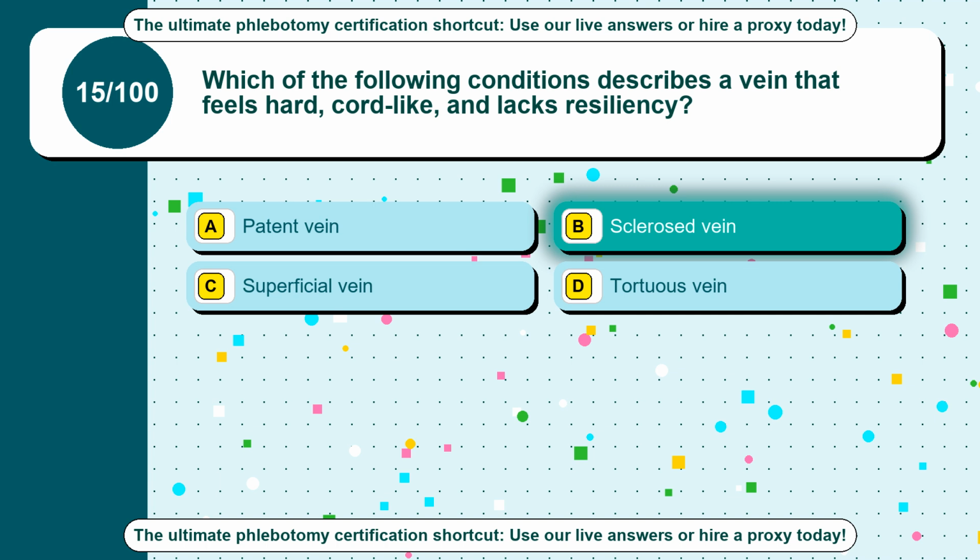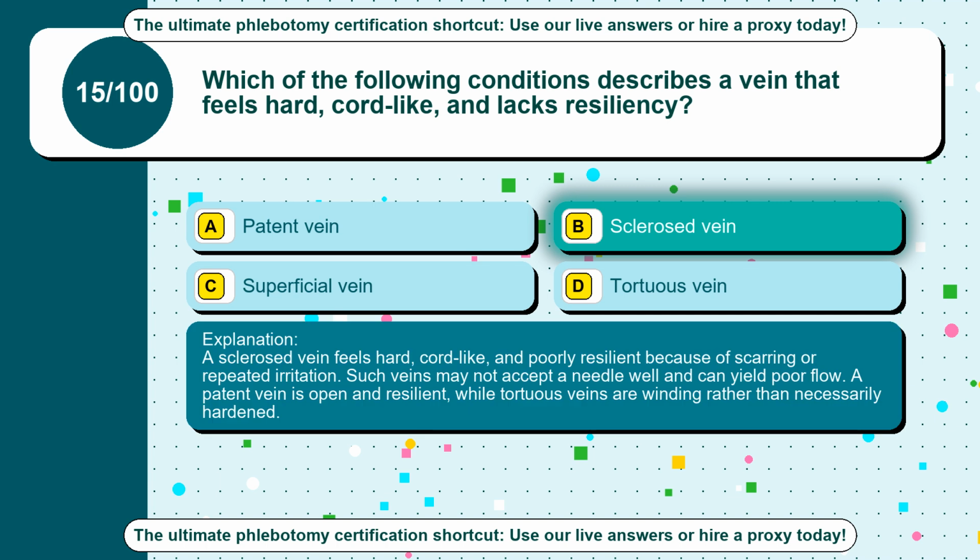Sclerosed vein. A sclerosed vein feels hard, cord-like, and poorly resilient because of scarring or repeated irritation. Such veins may not accept a needle well and can yield poor flow.